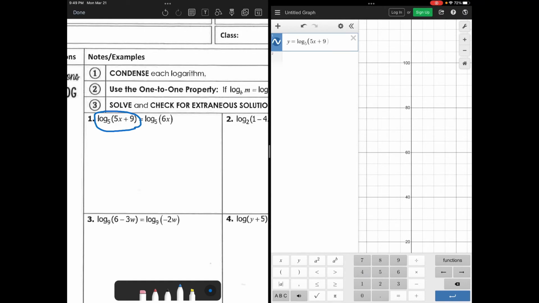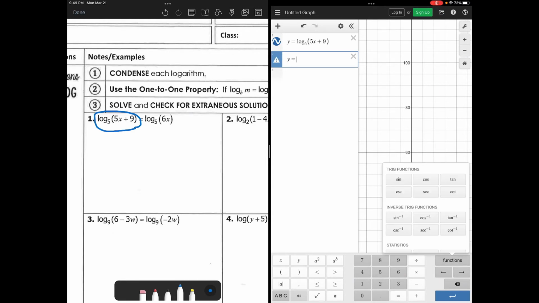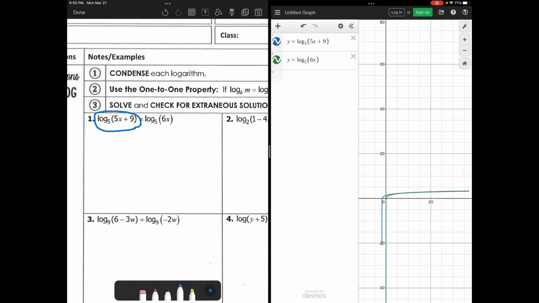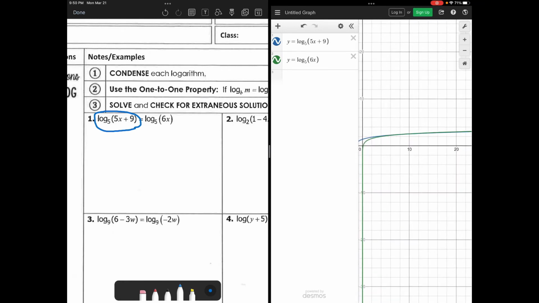Okay? And we would graph that. And we can't see it. And then on the second one, we would do y is equal to, we go to functions, and we go to calculus, and do log base, and this would be log base 5, and then 6x. And I have to come all the way down here to see my graph.